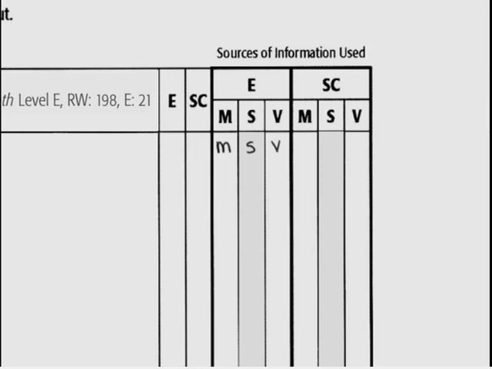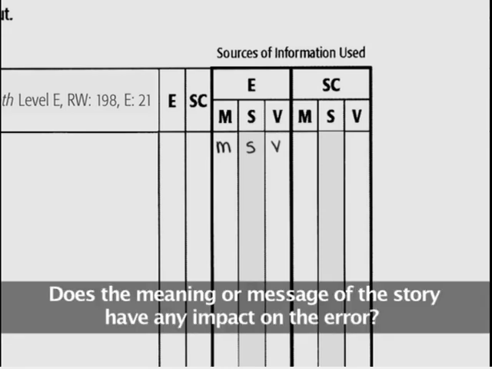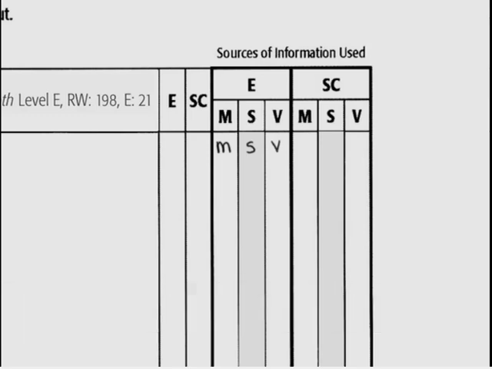When you consider if the reader used meaning information when making the error, ask this question. Does the meaning or the message of the story have any impact on the error? Remember, meaning is often carried early on for the reader through the pictures. If so, it is marked on the recording form by circling the M in the M column of the error section. Later on, you may simply decide to put a check mark in the column rather than insert the letters and circle them.